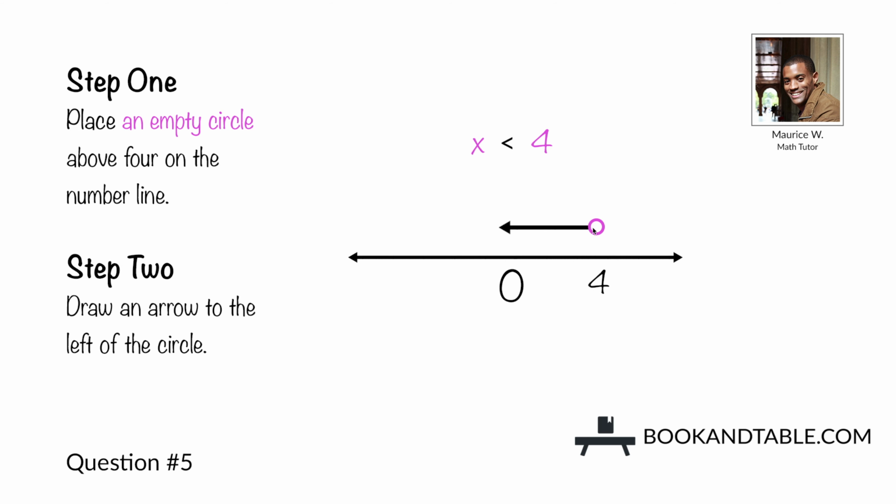And then the second step, since it's the values less than 4, the values decrease as you move to the left along the number line. So step 2 is to draw an arrow to the left of the circle. So this arrow would represent the inequality x is less than 4.